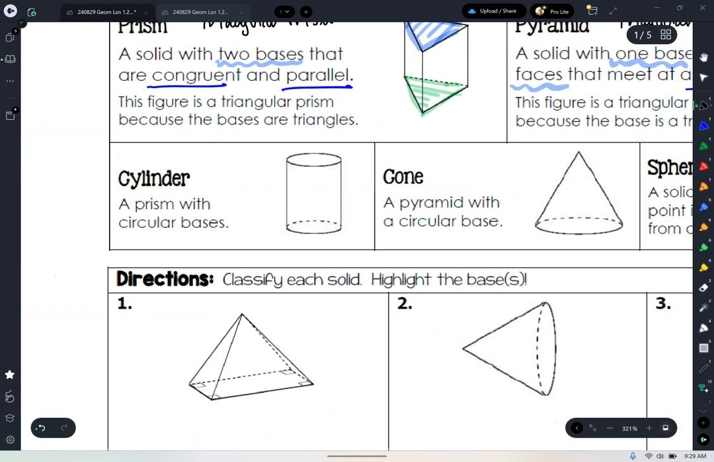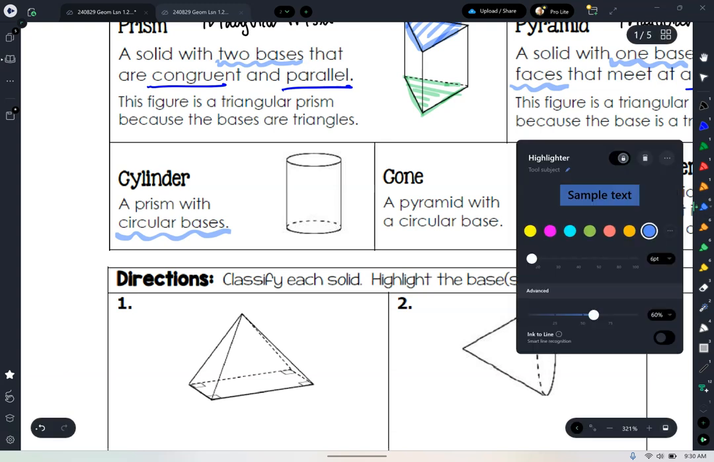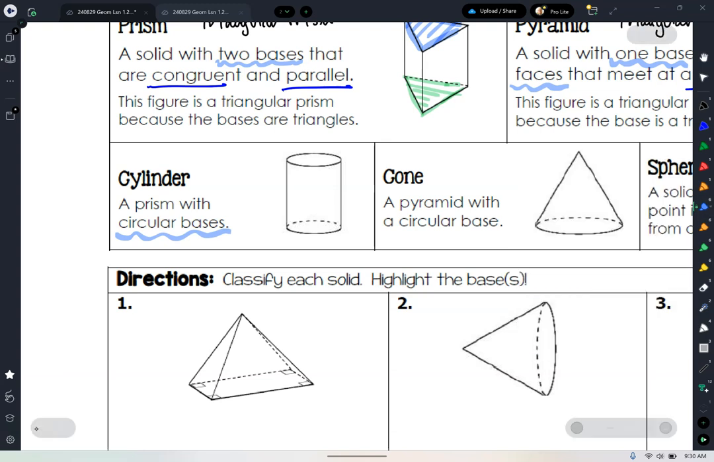All right, let's talk about a cylinder. Well, this is kind of easy then. A cylinder is just a prism with circular bases. Okay, well then highlight your 2 capital B bases in this cylinder. Here's what you should have highlighted for your cylinder. That's pretty easy, right?